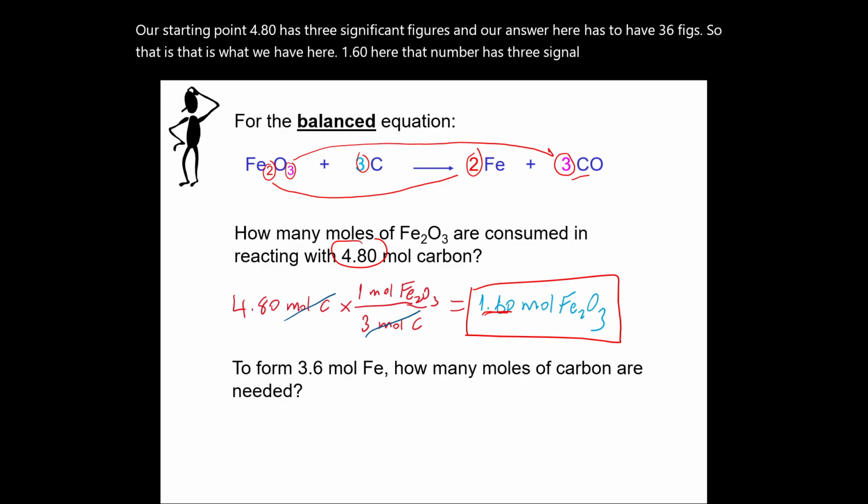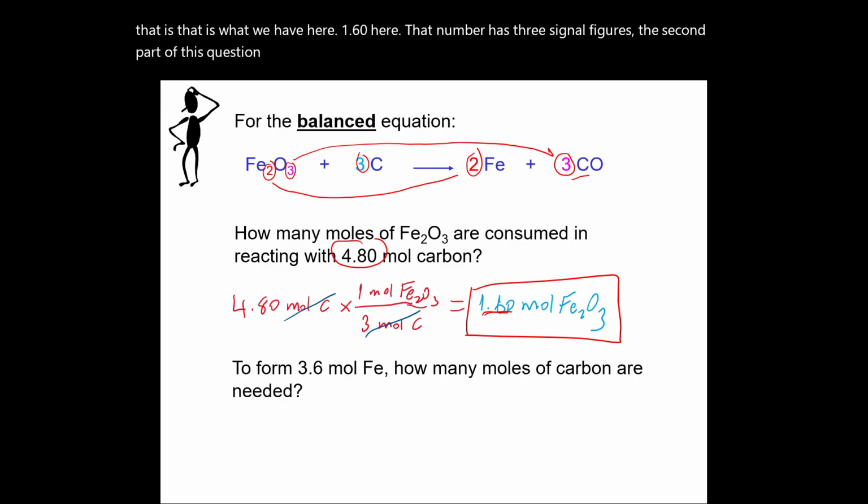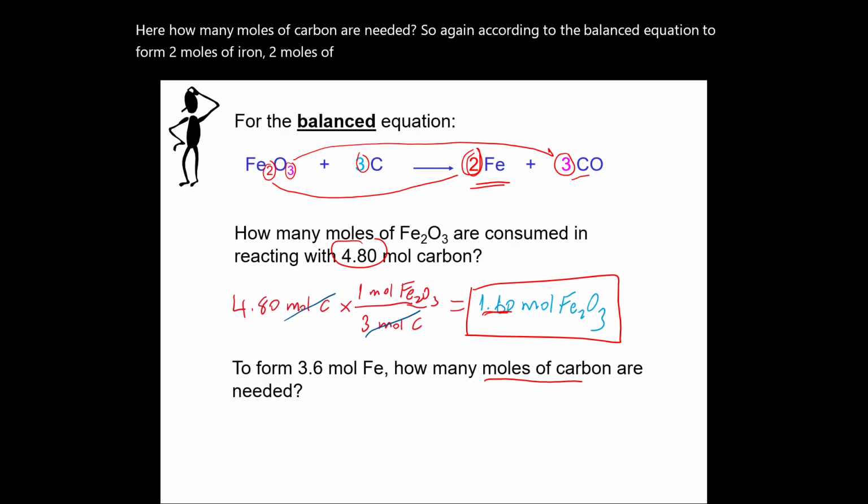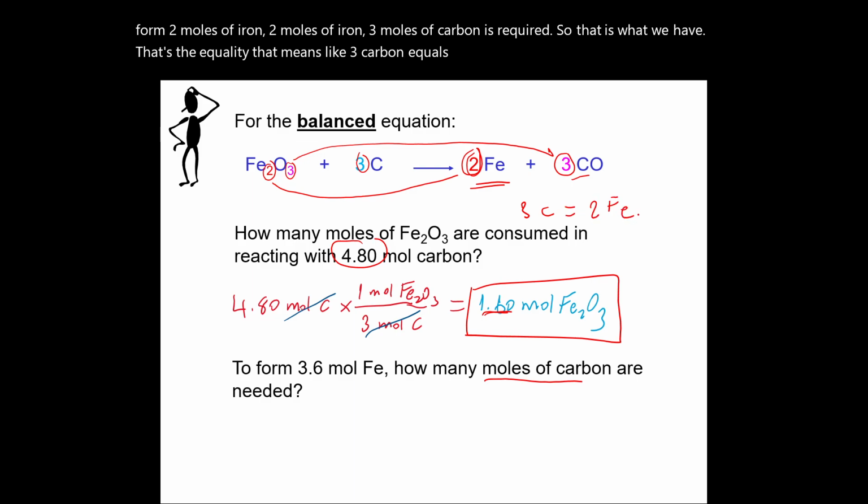The second part of this question is to form 3.6 moles of iron here, how many moles of carbon are needed? So again, according to the balanced equation, to form 2 moles of iron, 3 moles of carbon is required. So that is what we have. That's the equality. That means like 3 carbon equals 2 Fe, right?